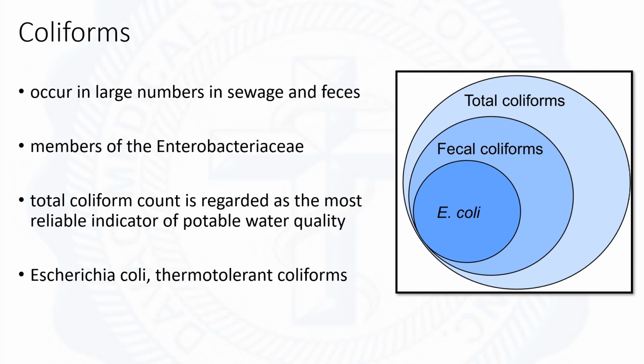So again, just a short review, your coliforms are members of your Enterobacteriaceae. So their general characteristics include they are aerobic or facultative anaerobes, they are gram-negative bacilli, they are non-spore forming, they're able to ferment lactose, and they can produce hydrogen sulfide. So again, like I said earlier, there are tests that can also detect specific coliforms such as E. coli.